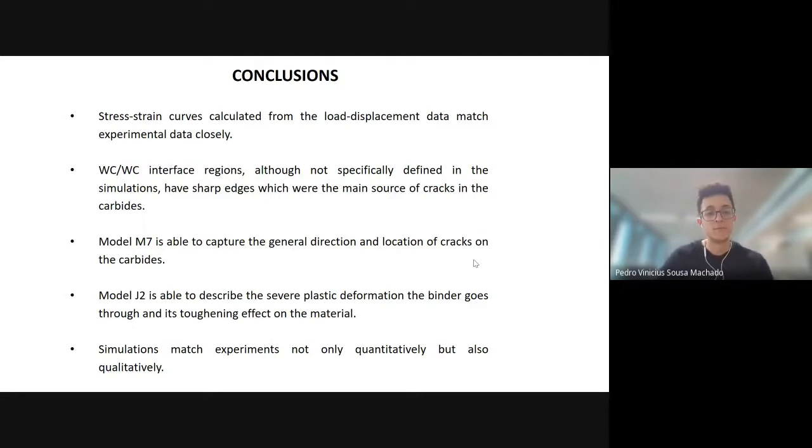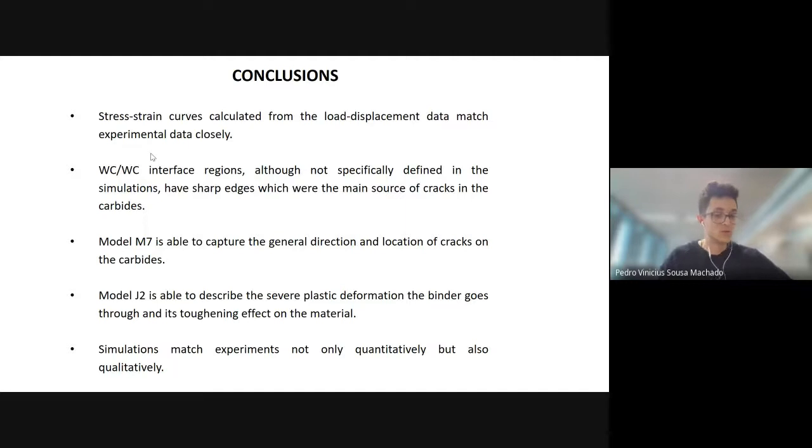Again, more specifically, if we go point by point here, the first one: stress-strain curves match the experimental results. Carbide interface regions, although not specifically defined in the simulations, have sharp edges, which were the main source of cracks in the carbide. This was also an interesting observation. Model M7 is able to capture the general direction and location of cracks on carbides. As I explained to you, the cracks on carbides are usually at 45 degrees because it's sensitive to the shear stress. And model M7 can reflect this in the simulations.